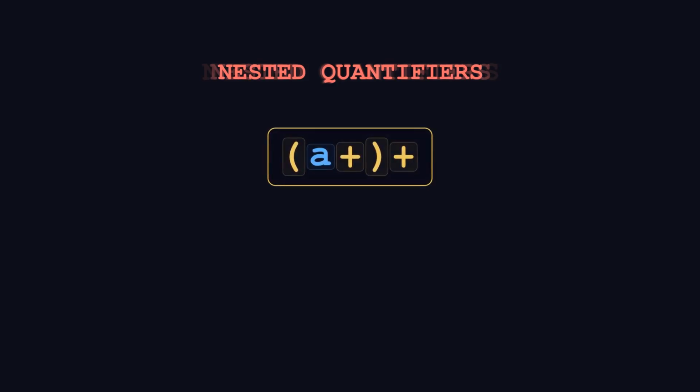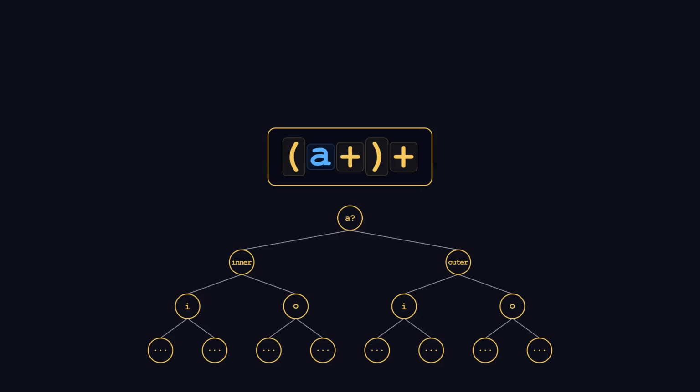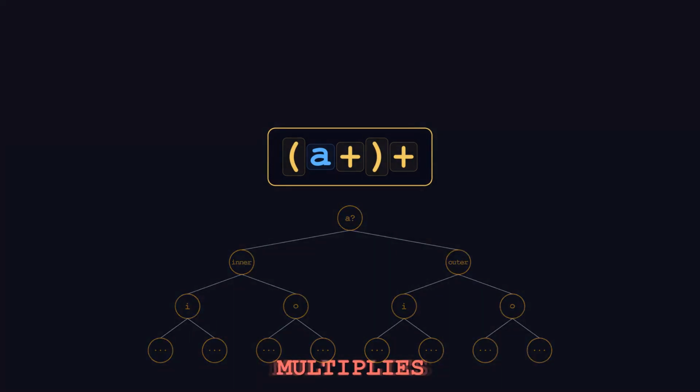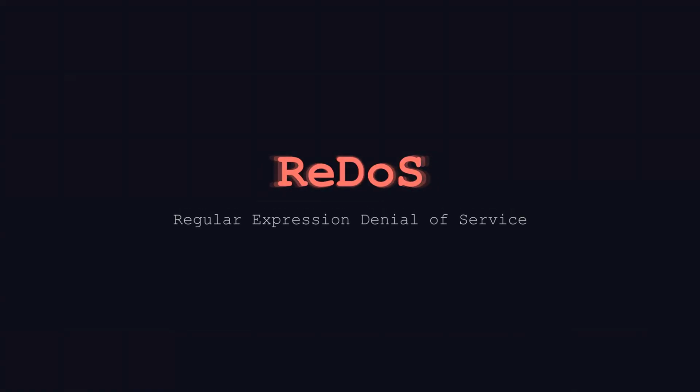Now imagine nesting quantifiers, a pattern like open paren, A+, close paren, plus. At each step, the engine has to decide, does this A belong to the inner group or start a new outer repetition? The number of choices multiplies, and that's where things go very, very wrong. This is ReDoS, regular expression denial of service.